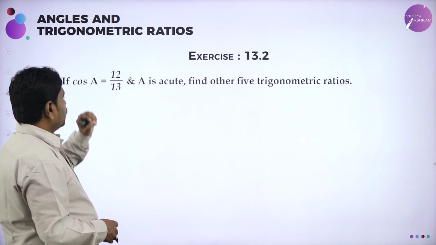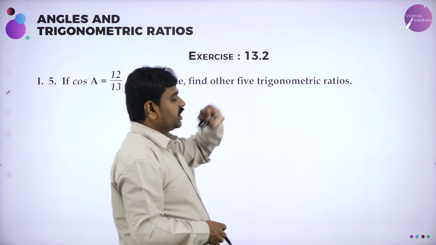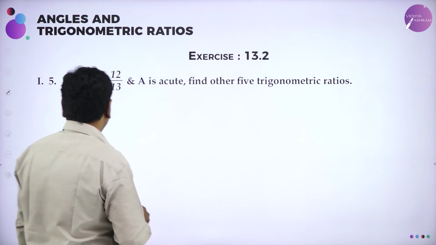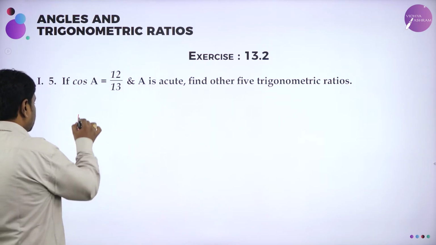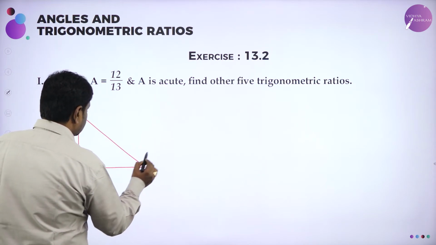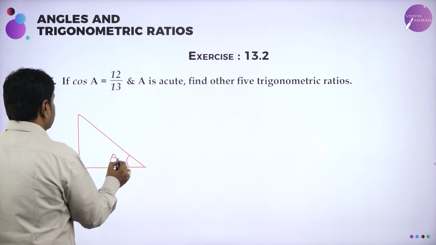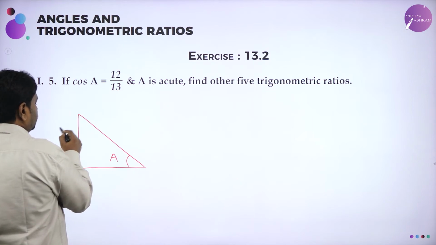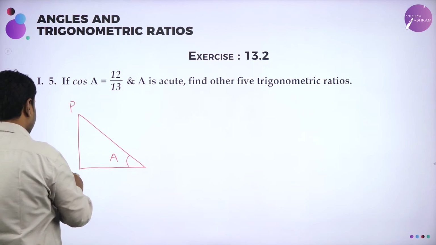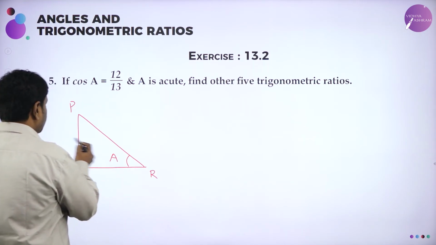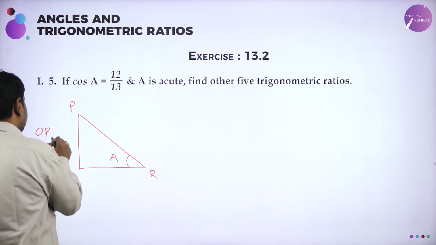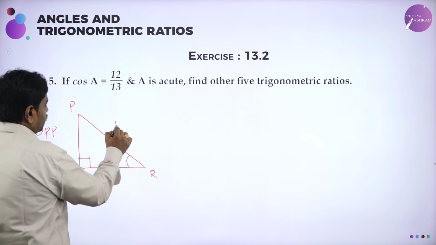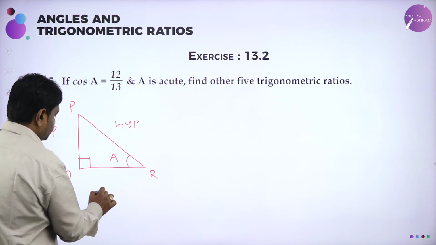Now cos A is 12 by 13, find the other 5 trigonometric ratios. They gave the angle as A, and we'll name this triangle PQR. Opposite to A is called the opposite side, and opposite to 90 degrees we call the hypotenuse, and this is the base.